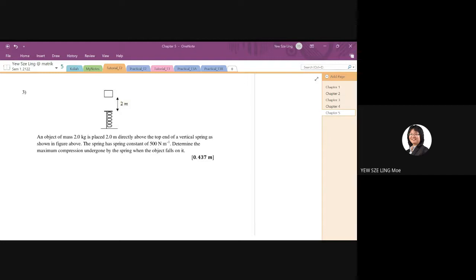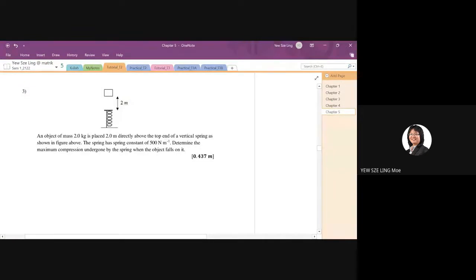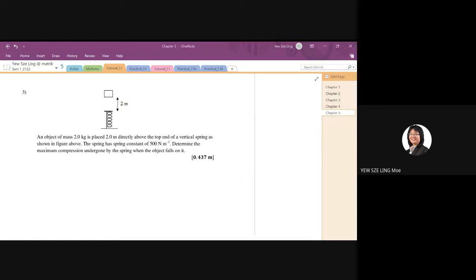Okay, so it asks you to calculate the maximum compression. How are we going to calculate the maximum compression? That is the question. So, all right, what am I going to do now? Let's see, how many types of forces do I have? Now you have an object that is placed at a certain height, so you have gravitational potential energy. When you drop it, it's moving with a velocity, and then it reaches the spring. It undergoes a maximum compression, which means it presses the spring until the maximum distance.